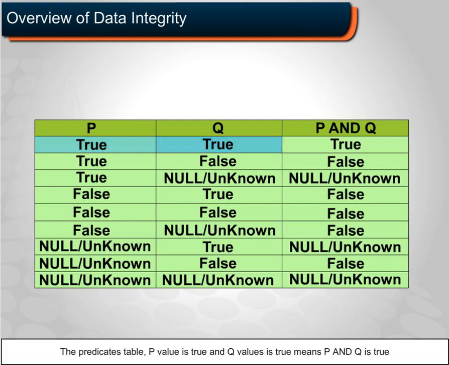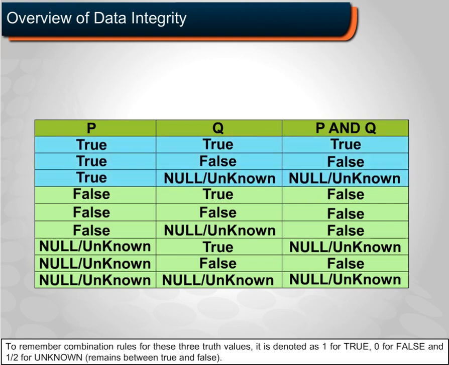P value is true and Q value is true means P and Q is true. The predicate table: P value is true and Q value is false means P and Q is false. P value is true and Q value is null or unknown means P and Q is null or unknown.